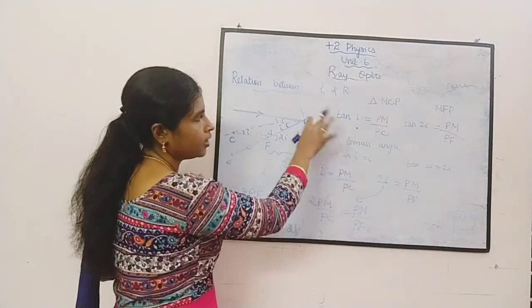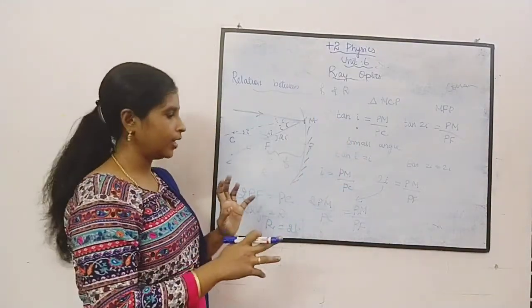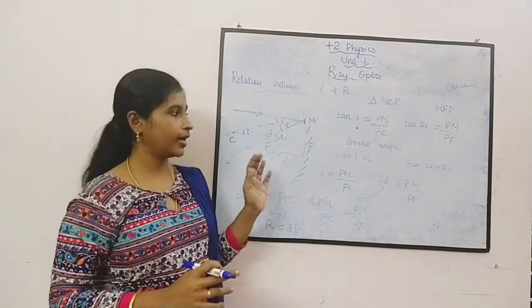This is very important. By simple mathematical trigonometry, we can easily find out that the radius is twice the focal length.